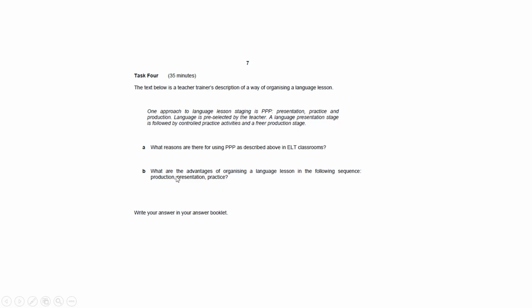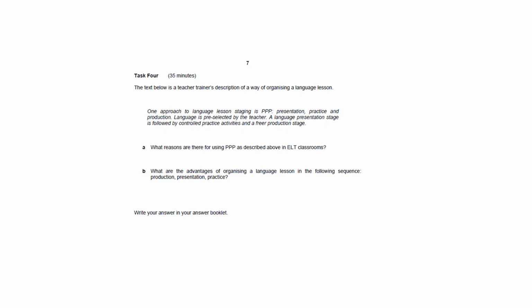But have a look. What are the advantages of organizing a language lesson in the following sequence? It is about production, presentation, and practice. Okay. So it is not the same. So does it ring any bell? It is production first, and then presentation, and then practice. Okay? So it is more like test, teach, test, the TTT approach.